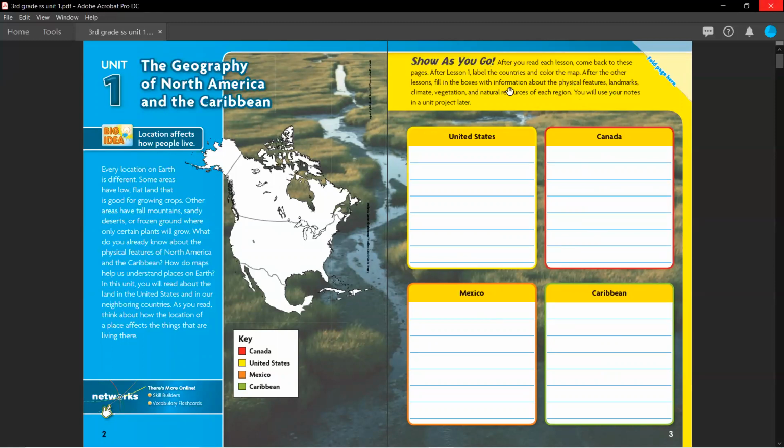All right, after each lesson, come back. After lesson 1, label the countries and color the map. After the other lessons, fill in the boxes with information about the physical features, landmarks, climate, vegetation, and natural resources of each region. You'll use your notes in the unit project. So we read about the different regions of the United States, so you can write about those over here. You can list some of the physical features of the United States, different landmarks that you found interesting, the climates that we have, some of the vegetation and natural resources found in the United States. All those are going to go right here.